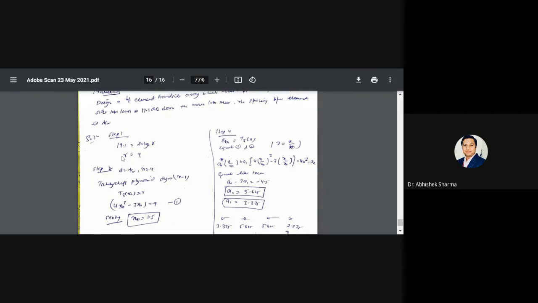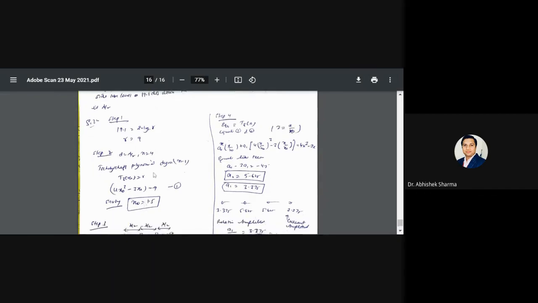Step 2 is to calculate the value of x naught by using Chebyshev polynomial. Now because here n is equal to 4, the number of elements is 4, so the degree of the Chebyshev polynomial will be n minus 1. So that is 3. So we will take T3 x naught equal to R.